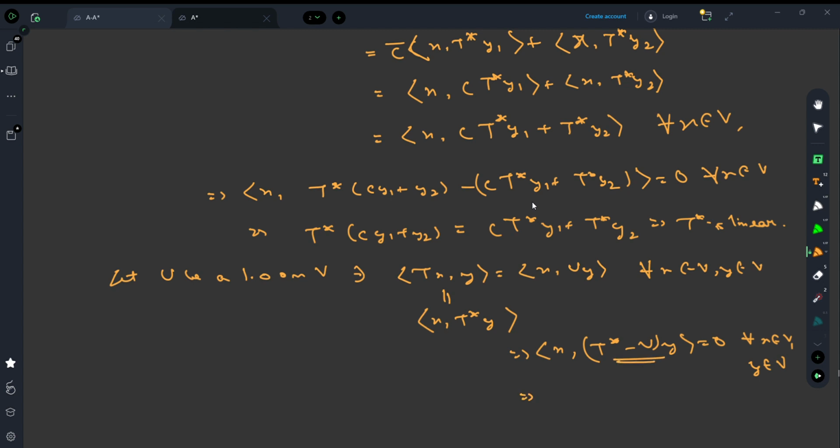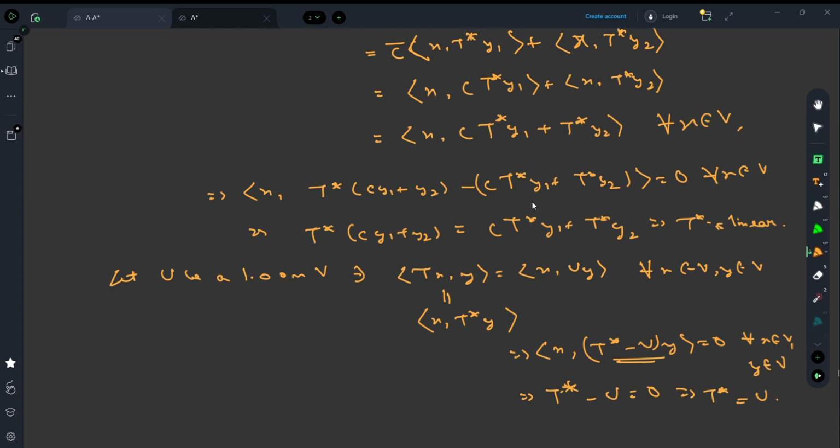But then again we have the inner product of x with T star y minus U y to be 0. This happens for all x in V and for all y in V. So I should mention it as well, for all y in V. But that implies that the second element must be equal to 0 for all y in V, but that will only happen if T star minus U is equal to 0, or T star is equal to U.